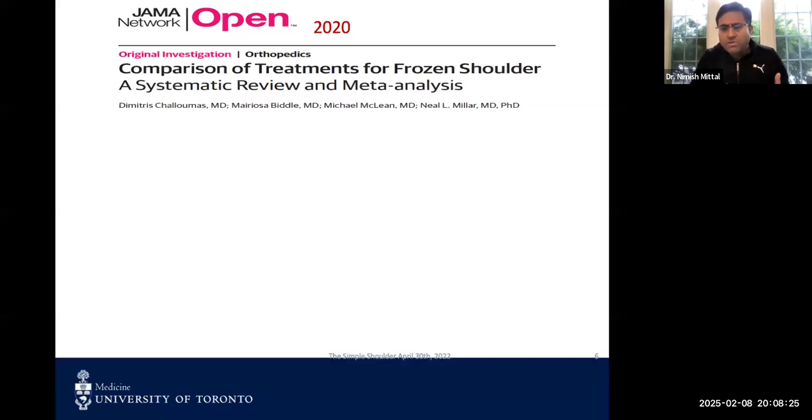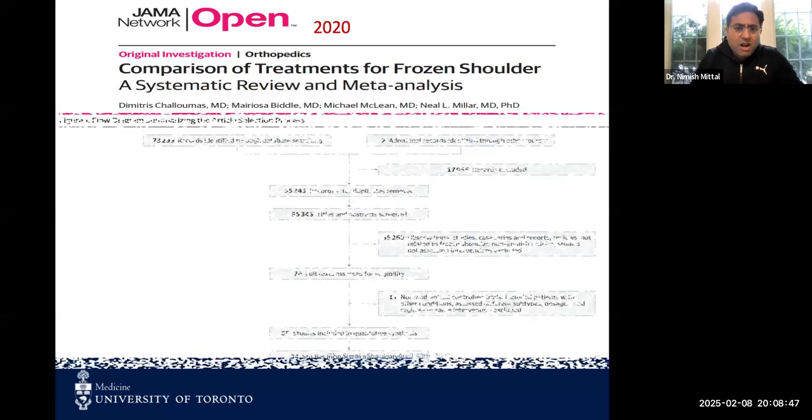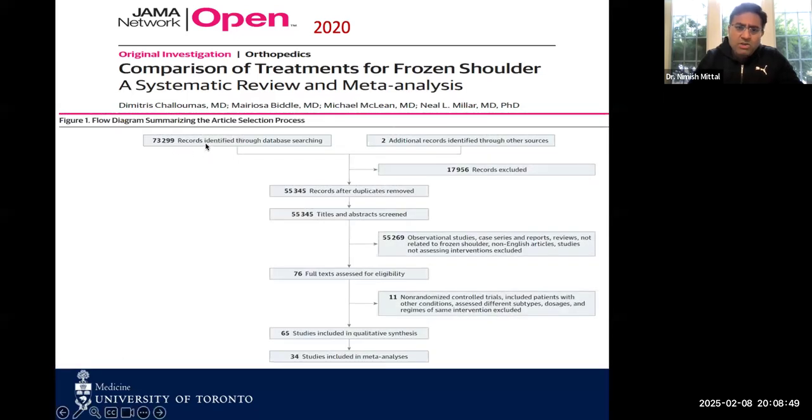In terms of the different treatment options which are available for frozen shoulder, this is a systematic review and network meta-analysis which was published in JAMA in 2020. What they did is they compared every possible randomized controlled trial which has compared two treatment options for frozen shoulder. And they looked at the relative efficacy or effectiveness of these procedures. They started with approximately 73,299 records. And at the end, they included 34 studies in the meta-analysis with around 2,500 patients.